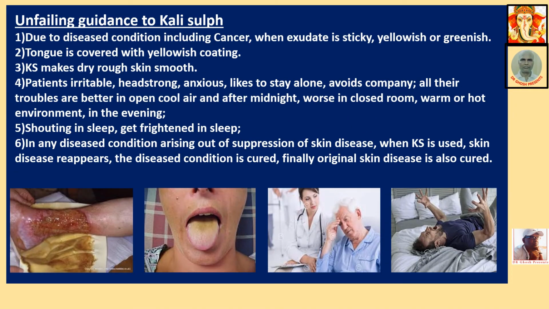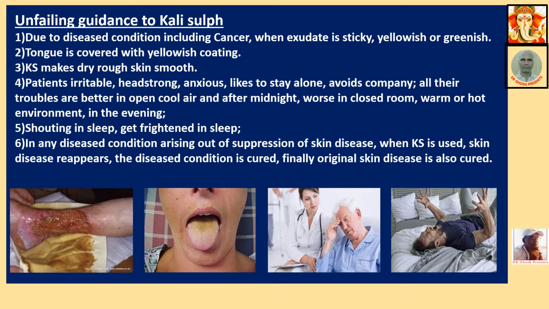Unfailing guidance to Kali Sulph. Number 1, due to disease condition including cancer, when exuded matter is sticky, yellowish or greenish. Number 2, tongue is covered with yellowish coating. Number 3, it makes dry, rough skin smooth. Number 4, patients irritable, headstrong, anxious, like to stay alone, avoid company. All their troubles are better in open, cool air and after midnight, worse in closed room, warm and hot environment, in the evening.